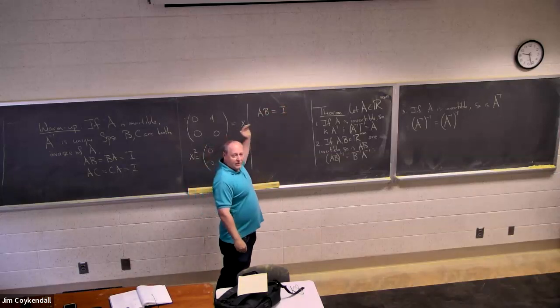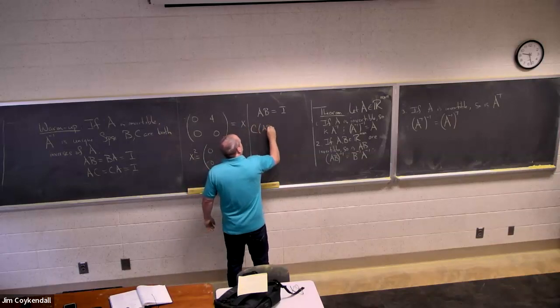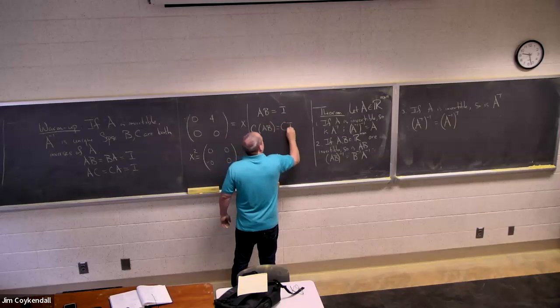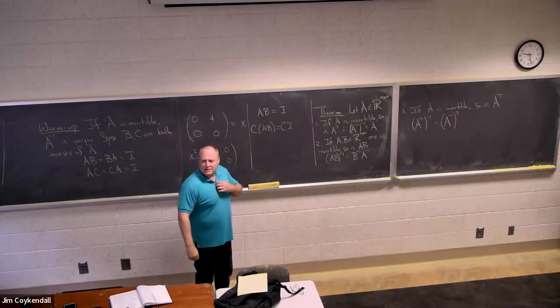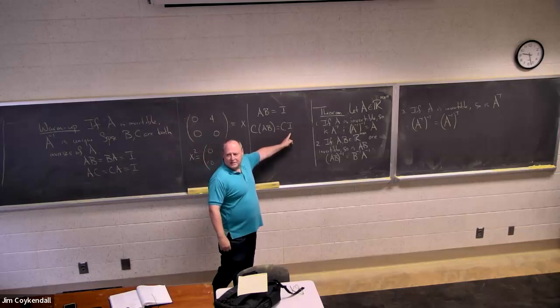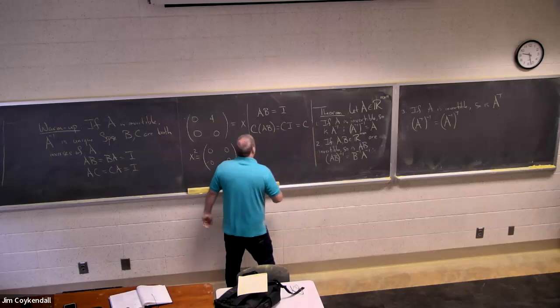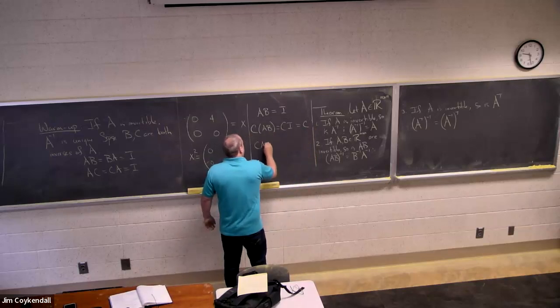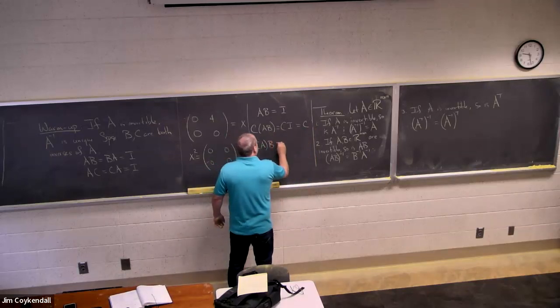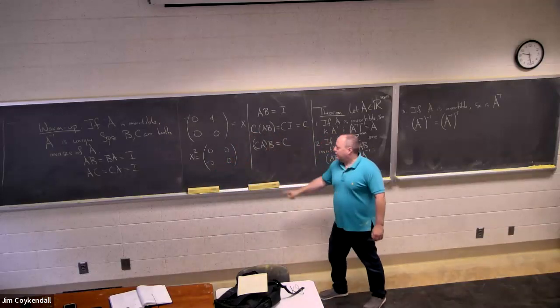Now, hit this on the left and see. And what's CI? What's C times I? It's just plain C. So let's group the parentheses elsewhere. Bring the C down. What's CA?